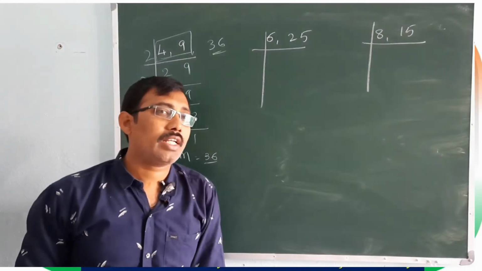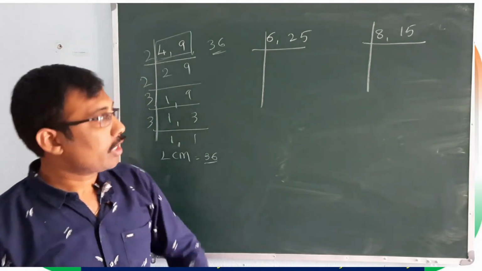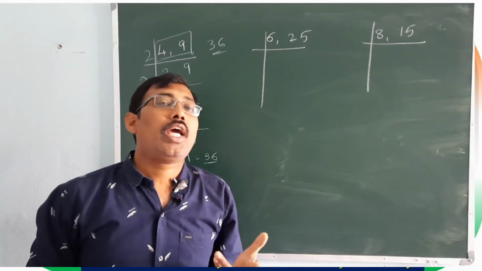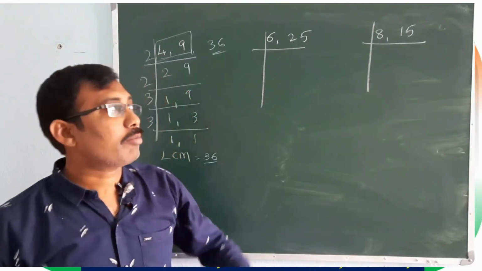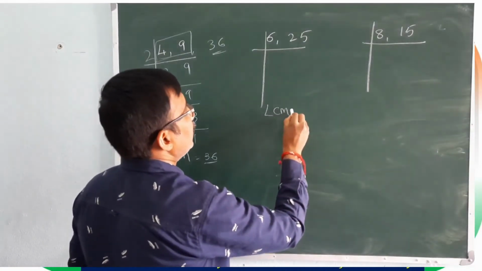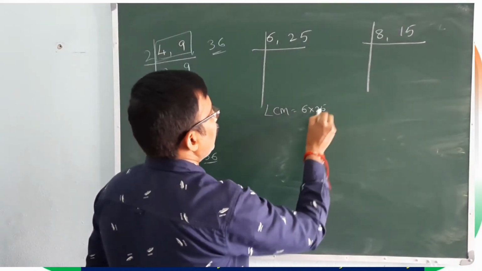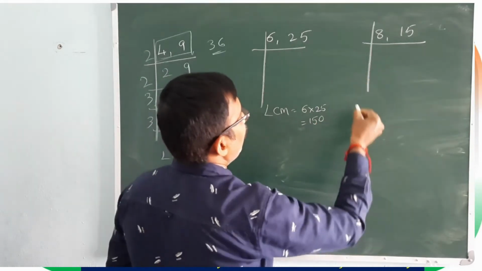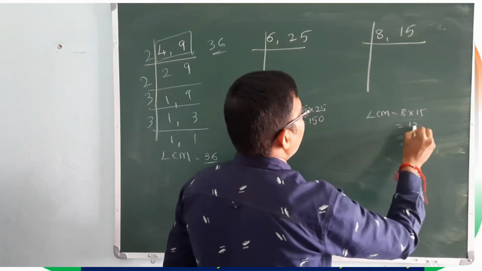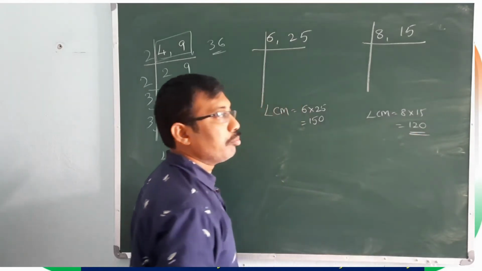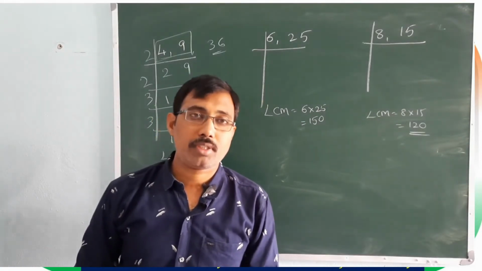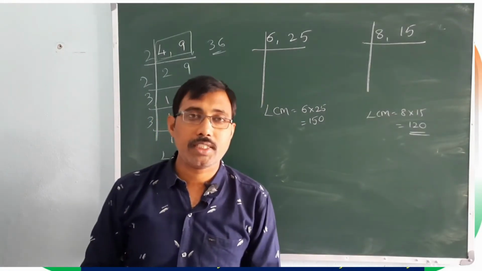In the previous condition, prime numbers, their product. Here also co-primes, not prime numbers, co-prime numbers. They have only 1 as the common factor. Those numbers' LCM is equal to their product. So LCM is equal to 6 into 25, that is equal to 150. LCM 8 into 15, 8 15 is 120. So this is the method to find the LCM when the given numbers are prime numbers or co-prime numbers. This is the second condition.